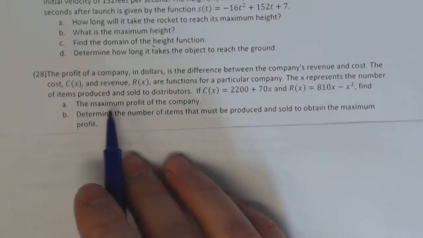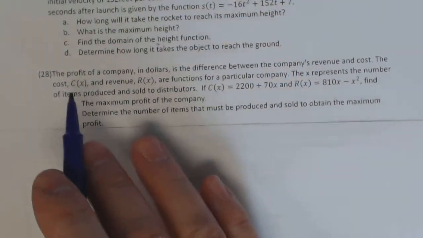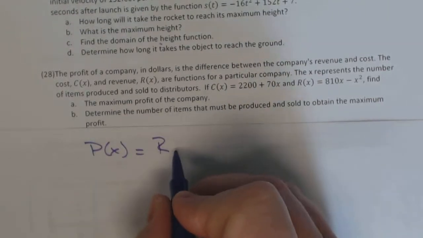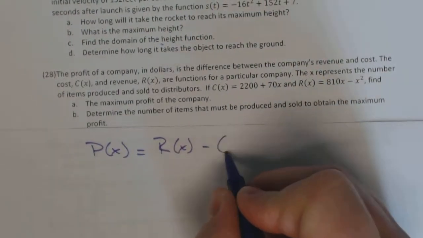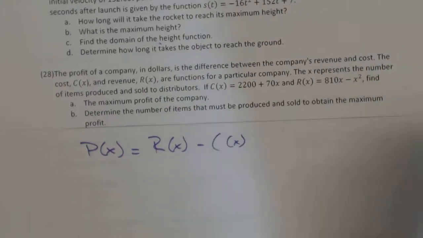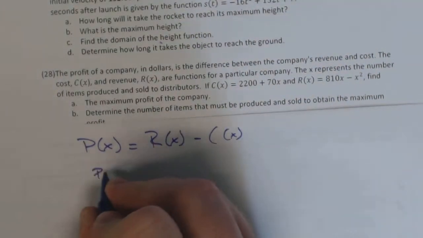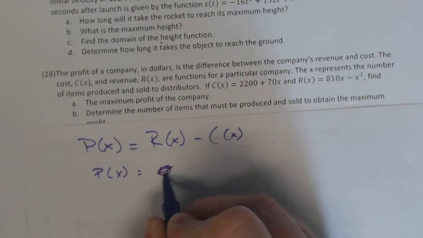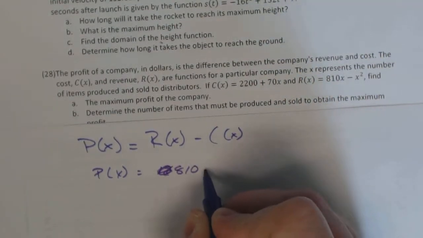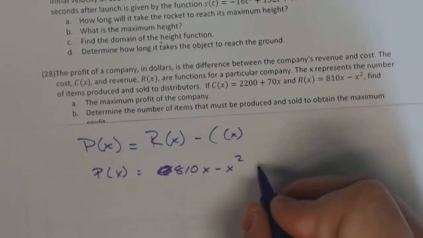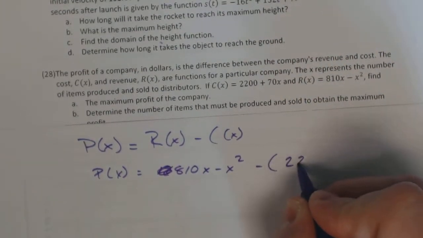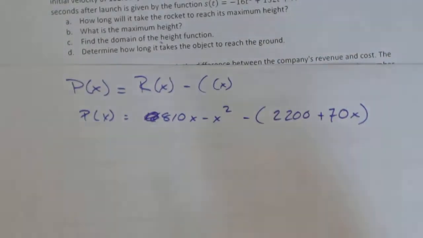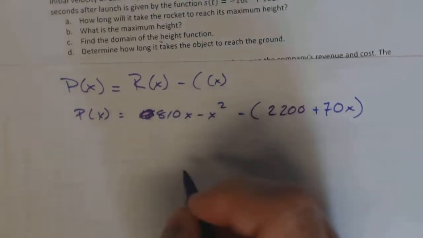So we want to find the maximum profit. So how do you find profit here? Your profit function should be revenue minus your cost. So if I take my revenue function and I subtract my cost function away from it, I'll get my profit function.